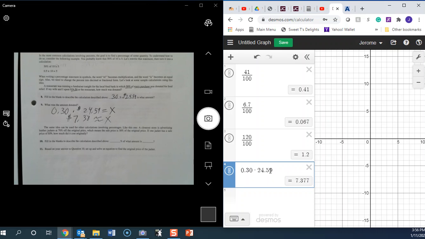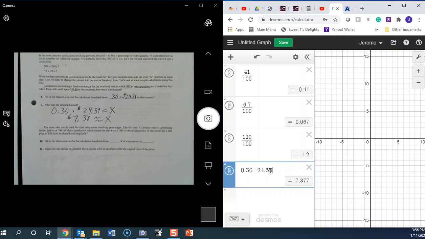A closeout store is advertising leather jackets at 70% off the original price, which means the sale price is 30% of the original price. If one jacket has a sale price of $59, how much did it cost originally? Now it says fill in the blanks to describe the calculation described above. Said blank percent of what amount is blank.